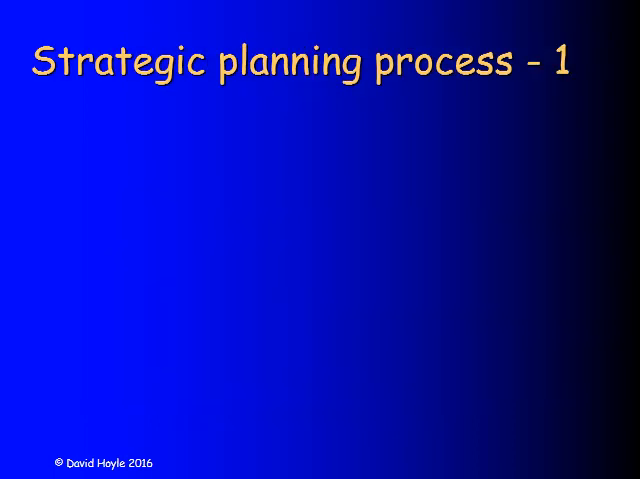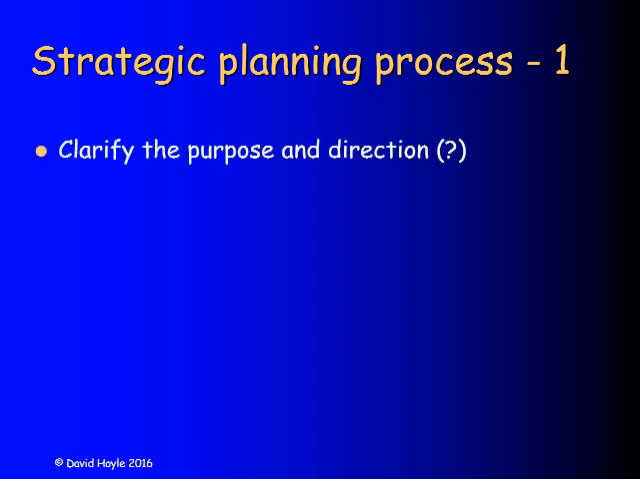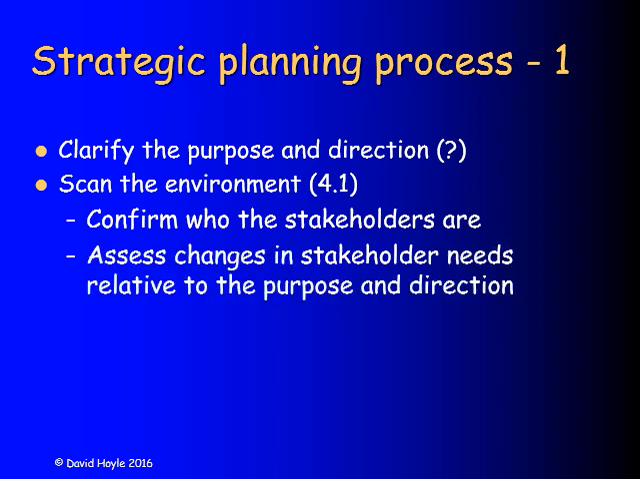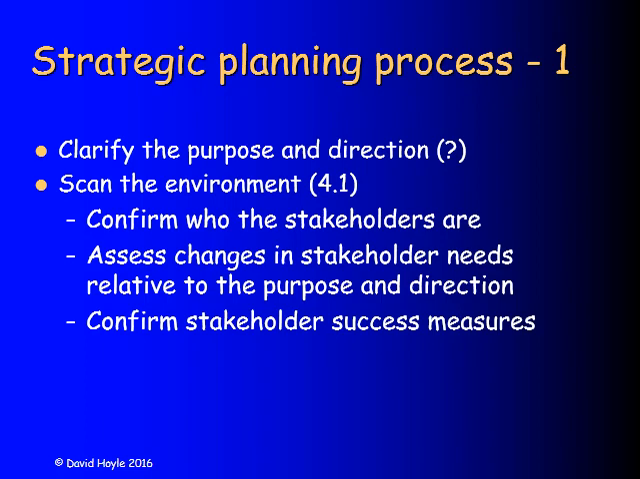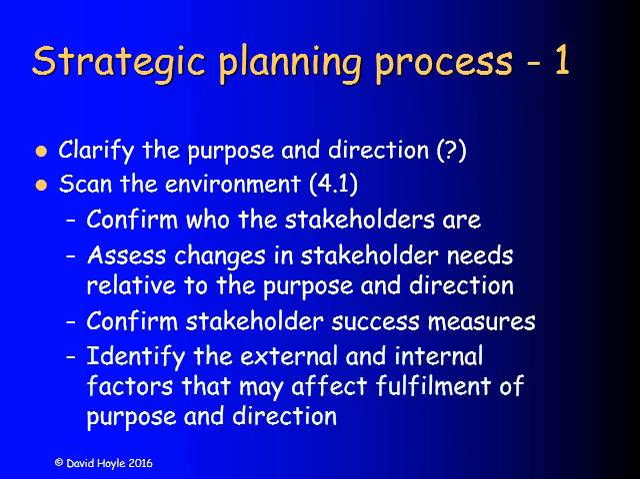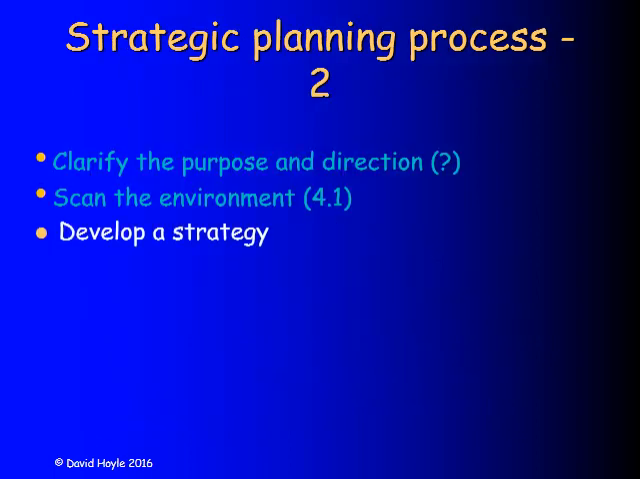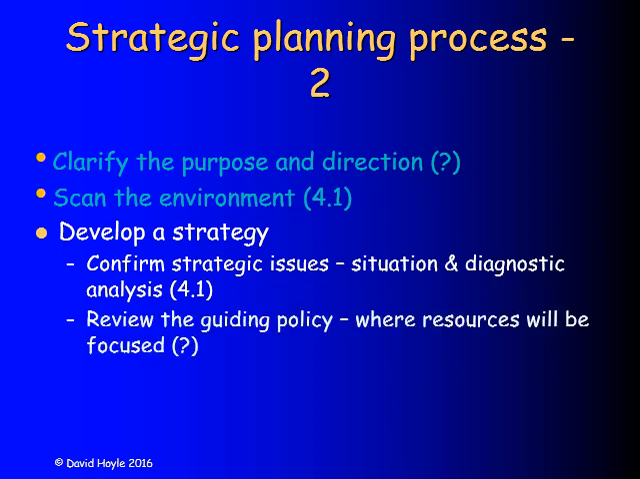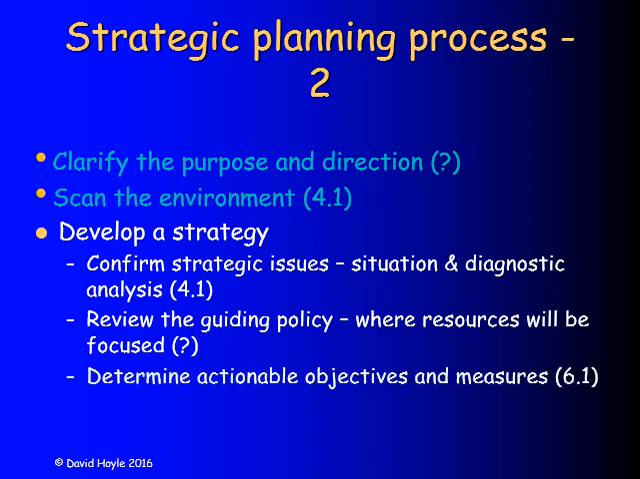The process by which objectives are determined is a strategic planning process. And in this process, the activities are more likely to follow the following sequence. Clarify the purpose and direction, scan the environment, confirm who the stakeholders are, assess changes in stakeholder needs relative to the purpose and direction, confirm stakeholder success measures, identify the external and internal factors that may affect fulfillment of purpose and direction. You'll then develop a strategy, and in doing so, confirm strategic issues, undertaking situation and diagnostic analysis, another thing that's addressed by clause 4.1. Review the guiding policy where resources will be focused, an aspect not addressed directly in the standard, and then determine actionable objectives and measures, which is addressed in clause 6.1.